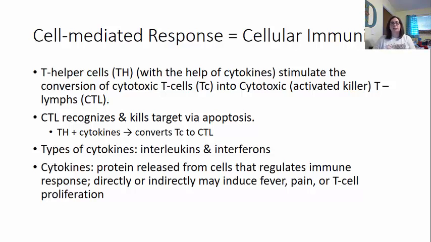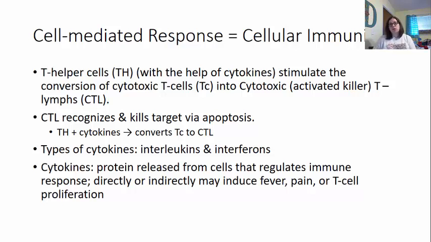So the helper T cells are going to release the cytokines, which then converts the cytotoxic T cells into cytotoxic activated killer cells. Now, the types of cytokines that could be used are things like interleukins as well as interferons. Cytokines are proteins. These are proteins released from cells that regulate the immune response. So they can directly or indirectly cause fever, pain, and even the T cell proliferation, making more T cells in order to then fight the infection.